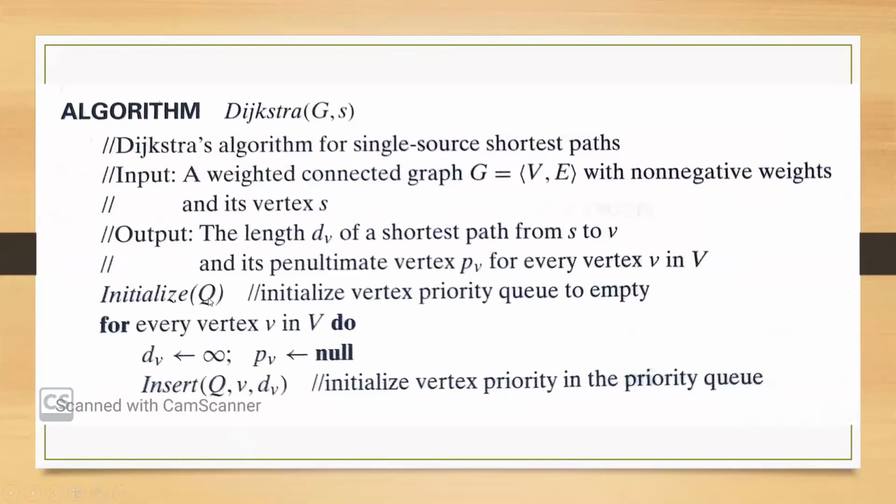Initialize queue. For this algorithm, we need one special type of queue. We call it a priority queue. We have to initialize that, and that queue is initially empty. Okay, what is a priority queue? Priority queue means there will be no order in insertion. In any order we can insert.